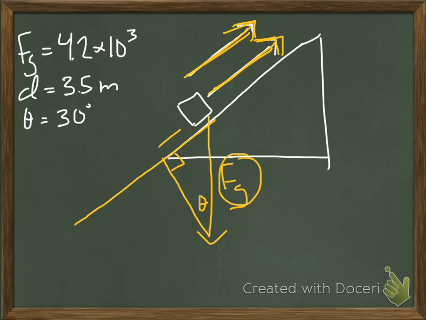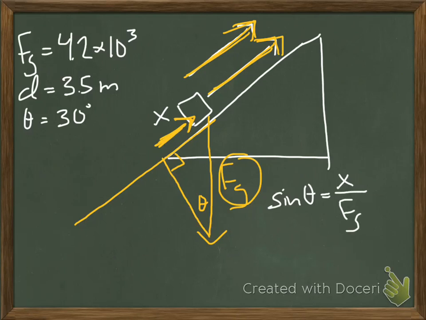So that means we can find this component right here using our sine function. Let me show you the work for that. We can say that the sine of our angle is equal to the opposite, I'll call it x, this is x right here, over the hypotenuse, which is the force of gravity.